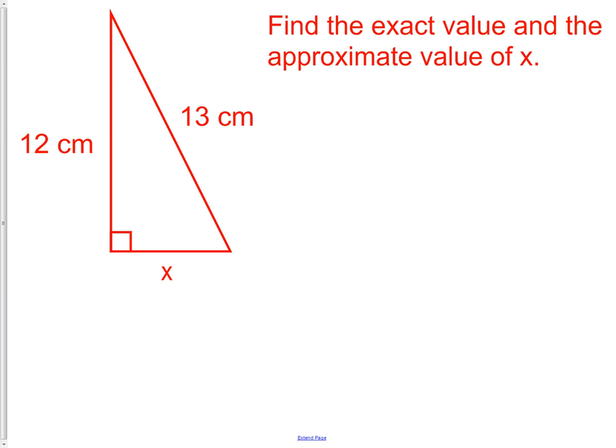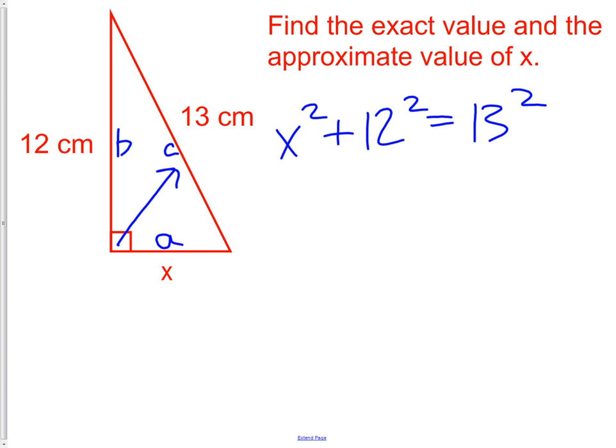Let's try one. The first thing we need to do is identify what's going to be our a, b, and c. I will use the bottom leg of our right triangle and call that a. The side leg I'll call b, and the 13 therefore has to be my c because it's the hypotenuse. I set it up as a squared plus b squared equals c squared. Most of you, once you get to this point, will not have a problem. The problem comes in making sure that you put the right numbers in for the right letters.